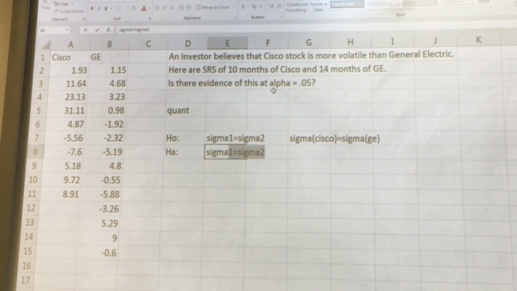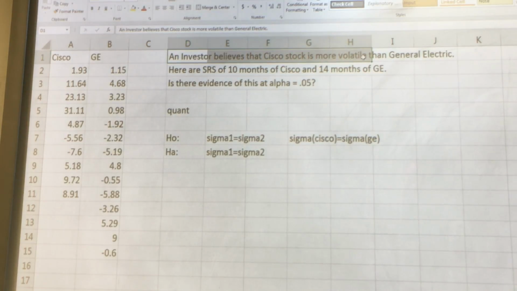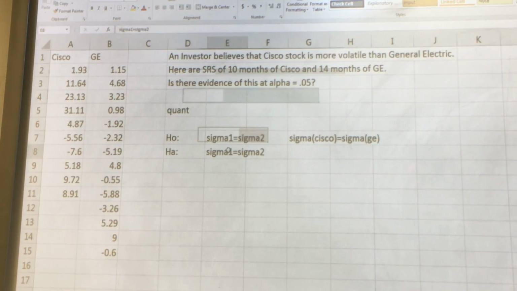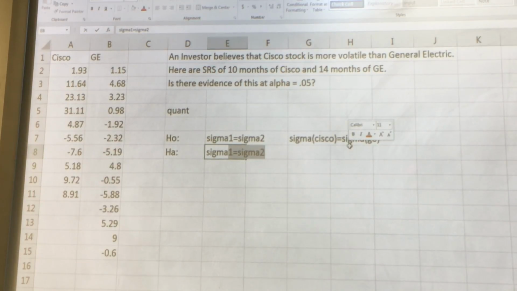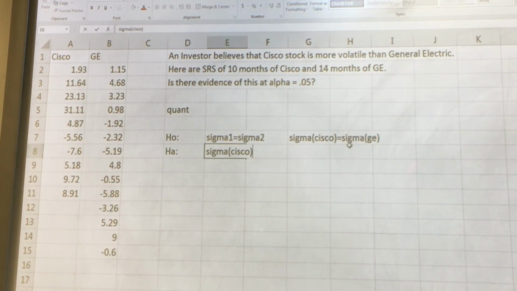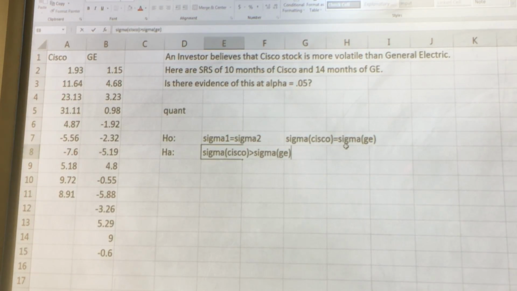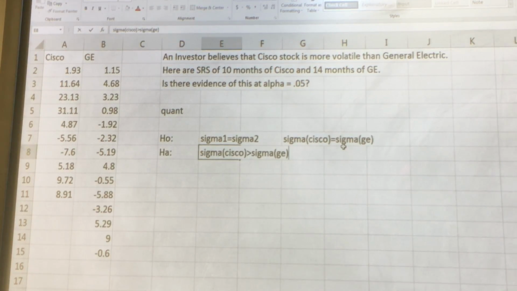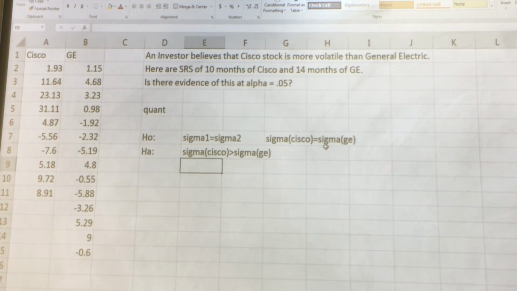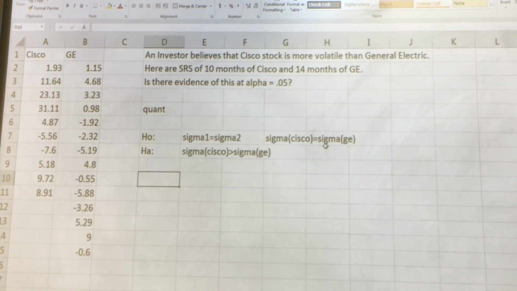Okay. Now the investor believes it's more volatile. That's your clue, right? And rather than use 1 and 2, I'm going to say sigma of Cisco greater than sigma of GE. Does that make sense? So more volatile means it's going to be a bigger, greater standard deviation. Okay, what's the next question you're supposed to ask yourself?